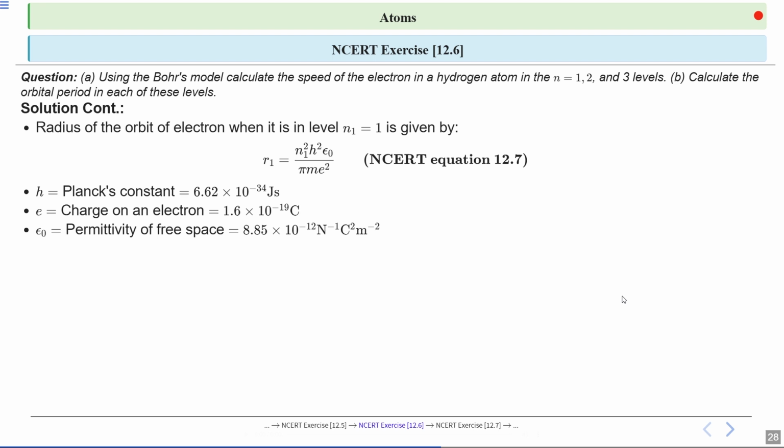Epsilon naught is the permittivity of free space and its value is 8.85 times 10 to the power minus 12 newton inverse coulomb squared meter inverse squared. The mass of an electron m is 9.1 times 10 to the power minus 31 kilograms. This is a very small mass, but it's essential for calculating the motion of electrons in atoms.